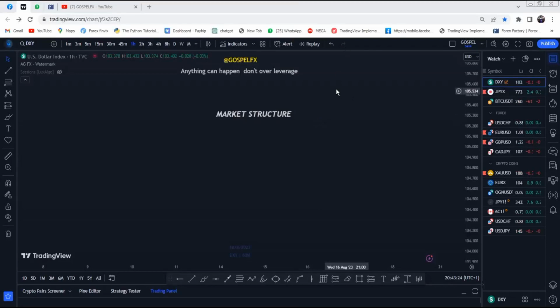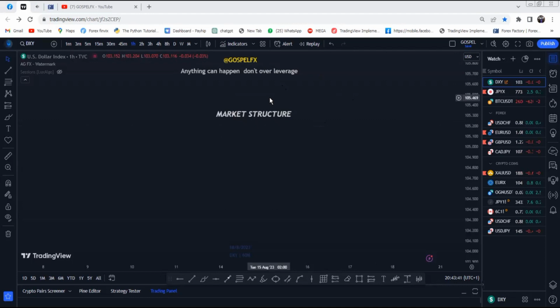Today we are going to be talking about market structure. Remember, we started with the basics of analysis, and this is where we're driving at market structure. So, just a brief introduction about what market structure is.